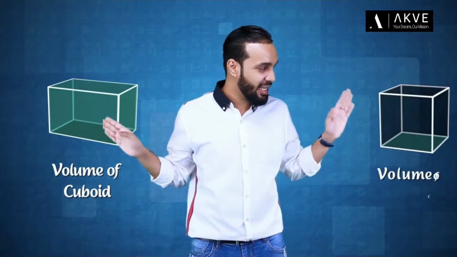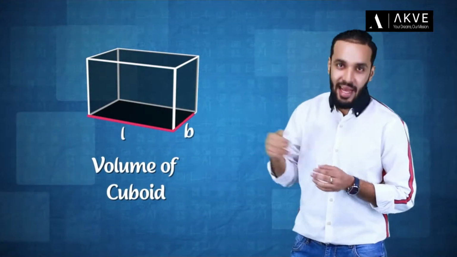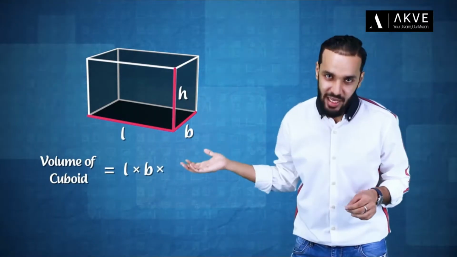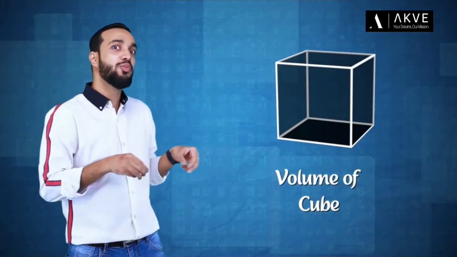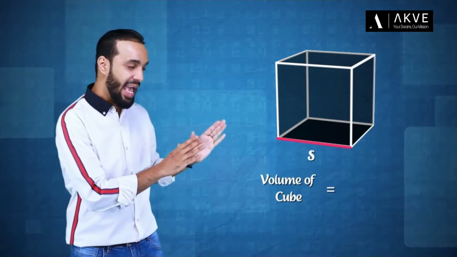Before we delve right into solving problems, let's take a moment to revise the formula for the volume of cuboids and cubes. For a cuboid with edge lengths L, B and H, its volume is calculated using L into B into H, which is the same as LBH. And for a cube with edge length S, its volume is calculated using S cube.